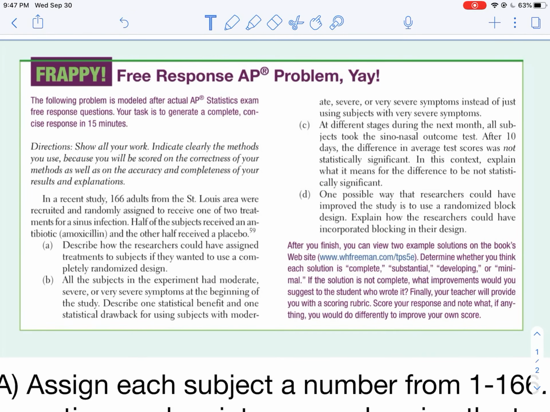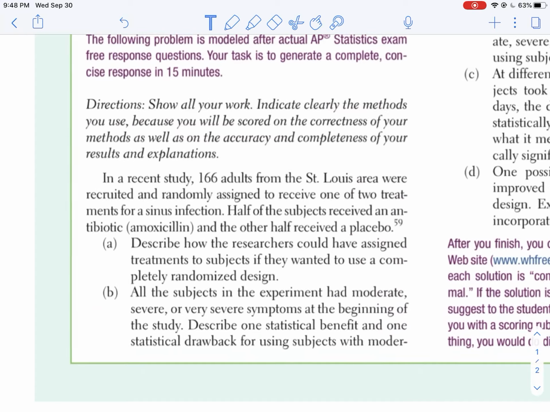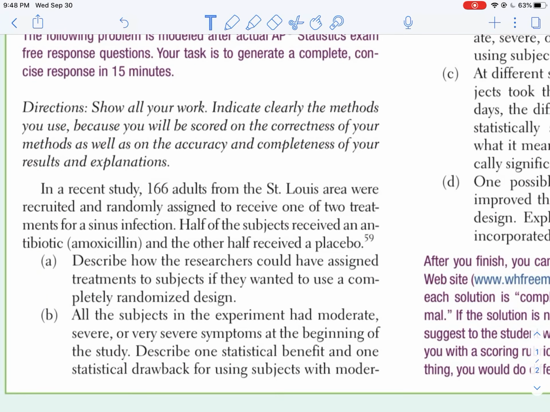I've had some questions about matched pairs designs, so I'm going to use some examples to break down what a matched pairs design might look like within these contexts, and hopefully that'll help you understand matched pairs design a little bit. So I'm starting out with this FRAPPY. You guys did this question, believe it or not, the other night for homework, but I'm going to talk about it in terms of a matched pairs design.